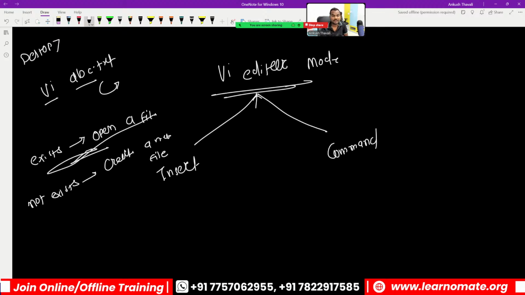There is a difference. Try to understand. When I run the command vi abc.txt, what will it do? First of all, it will check whether the file is available there or not. If the file already exists, it will open the file. And if the file does not exist, it will create a new file. Okay.